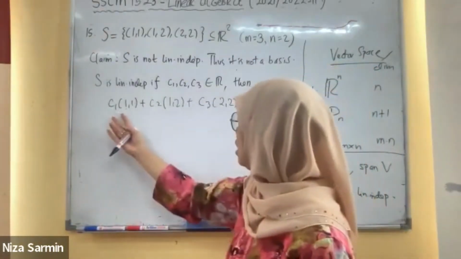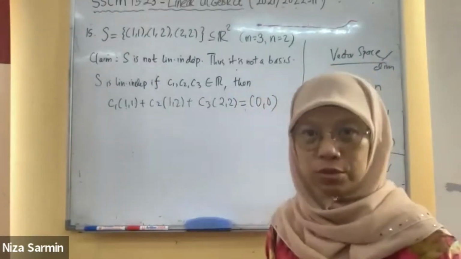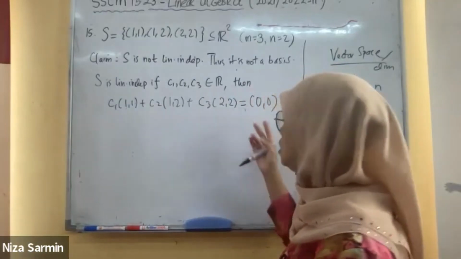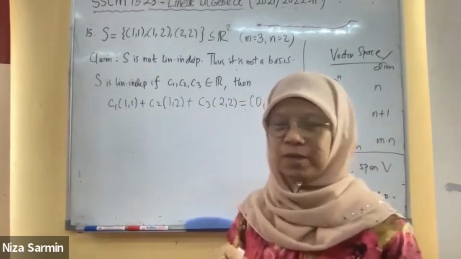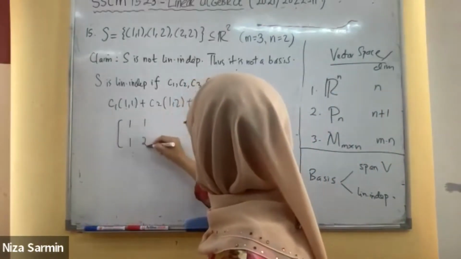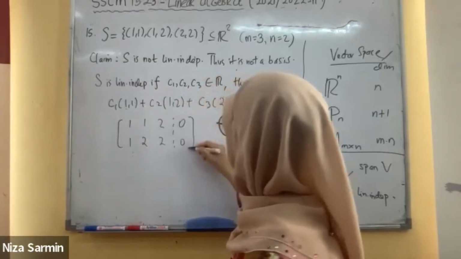You will get C1 plus C2 plus 2C3 equals 0, and C1 plus 2C2 plus 2C3 equals 0. And then you write it in terms of matrix, you will get rows (1, 1, 2, 0) and (1, 2, 2, 0).